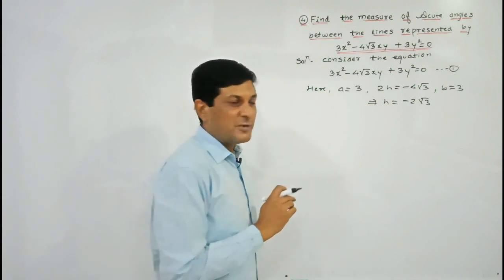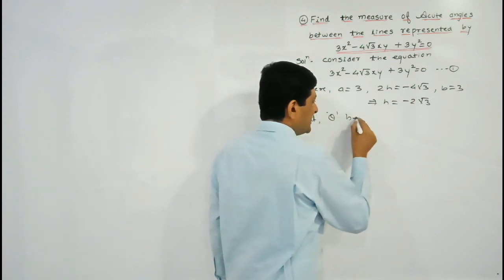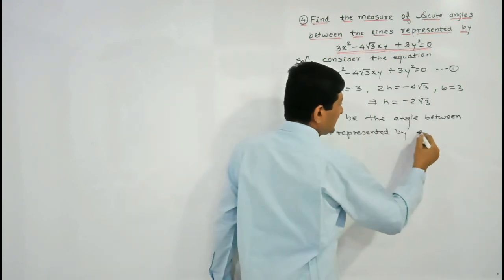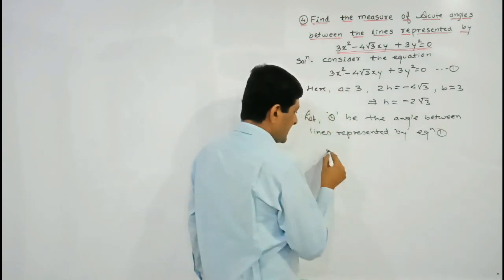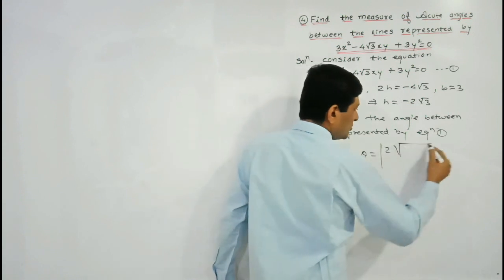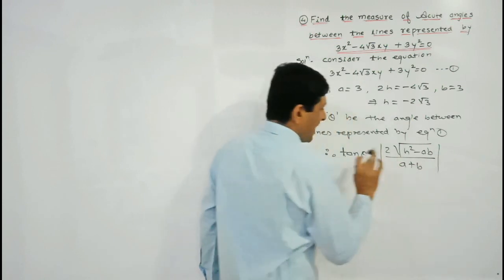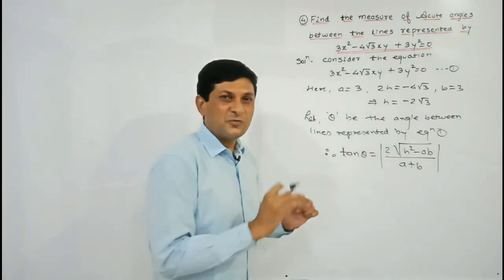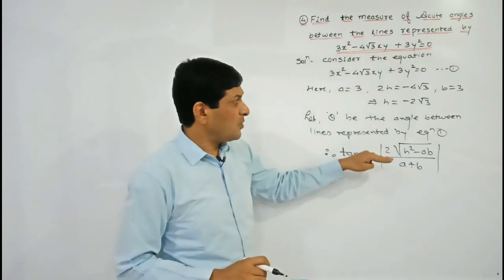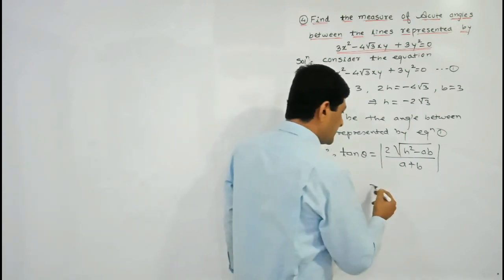From this equation, once the values of a, b and h are known to us, now consider the formula to find the angle between the lines. Denote that angle by theta. So let theta be the angle between the lines represented by the first equation. Therefore tan theta is equal to 2 under root h square minus ab upon a plus b. This formula we are applying to find the angle between the lines represented by the homogeneous equation. Once the values of a, h and b are known to us, just substitute the values and see what result we are getting here.